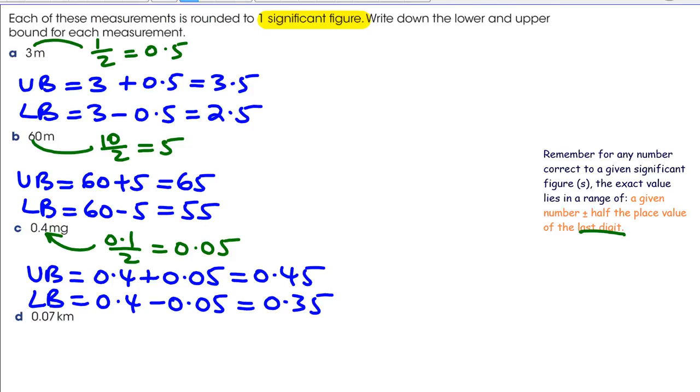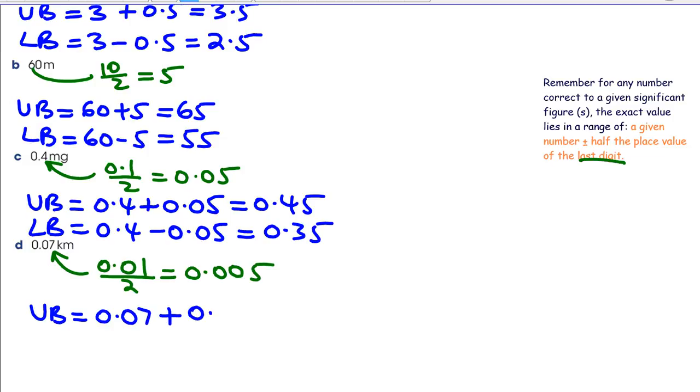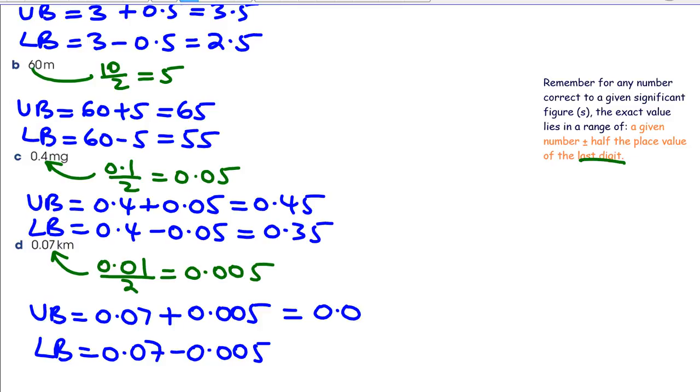Then the next question, the place value of 7 is 0.01 divided by 2, you get 0.005. So the upper bound will be 0.07 plus 0.005. The lower bound will be 0.07 minus 0.005. This gives you 0.075, 0.065.